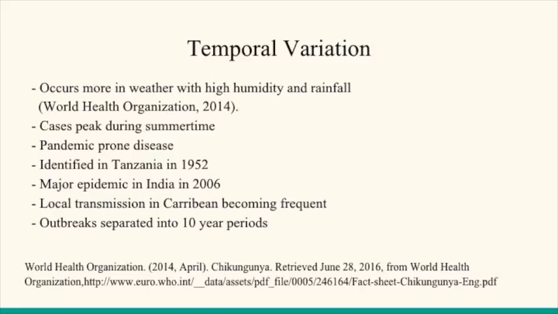Chikungunya cases display seasonal and cyclic trends. Since mosquitoes favor weather with high humidity and heat, cases tend to peak during summertime and decrease during winter. The virus is considered a pandemic-prone disease as it has affected multiple regions in the world. It was first identified in Tanzania in 1952 and has caused periodic outbreaks in Asia and Africa since the 60s. Its outbreaks are often separated into 10-year periods. In 2006, more than 1 million cases of chikungunya were reported in India. Between 2001 and 2011, a number of countries reported chikungunya outbreaks.